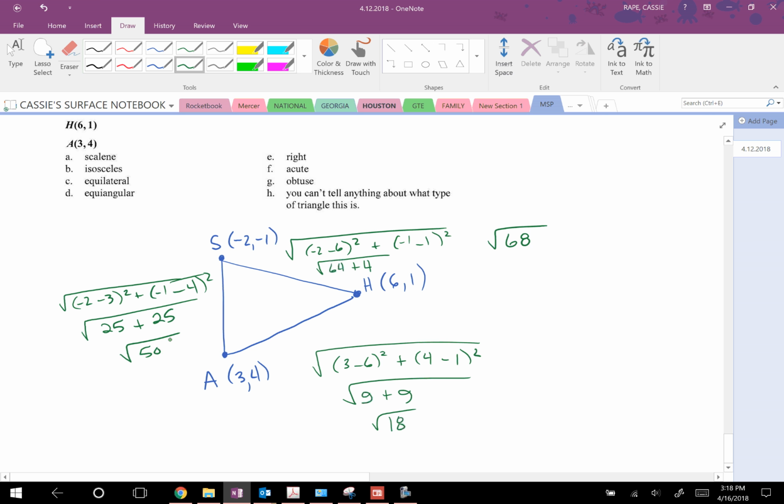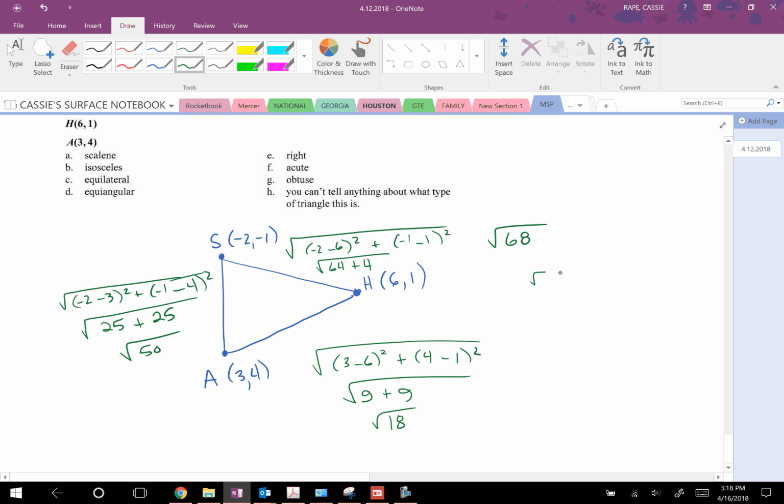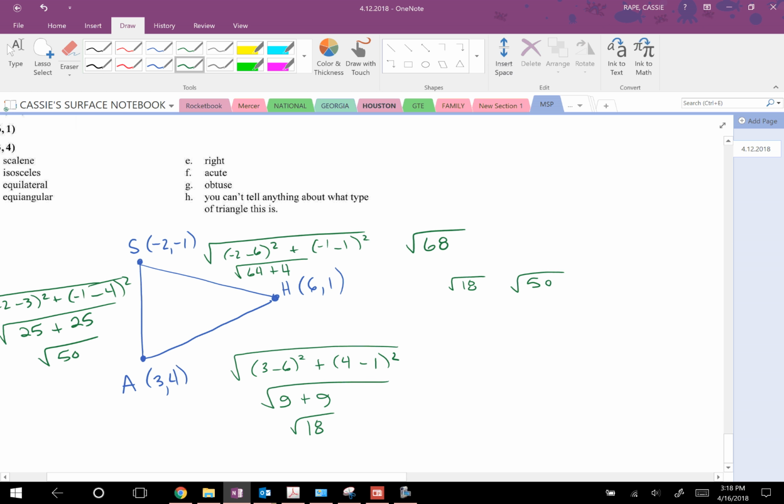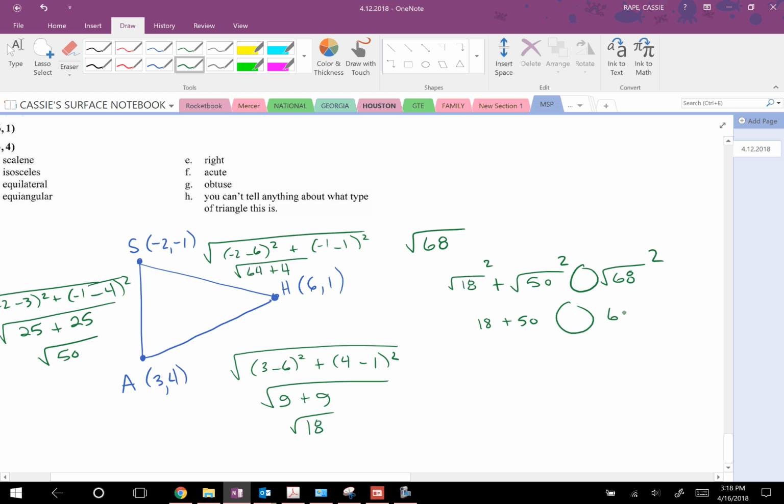So looking at the comparative size here, I know that the square root of 18 is the smallest, followed by the square root of 50, followed by the square root of 68. Okay, so I'm going to run a Pythagorean test on it to see if they're equal. The square root of 18 squared is 18, the square root of 50 squared is 50, and that's 68. So 18 plus 50 is 68, and 68, when the two are equal, okay, you know that this is a right triangle.